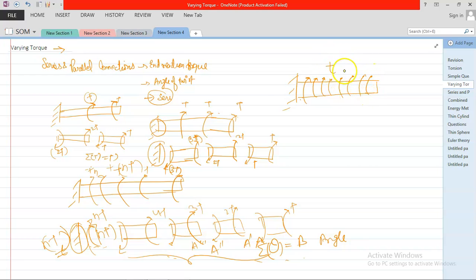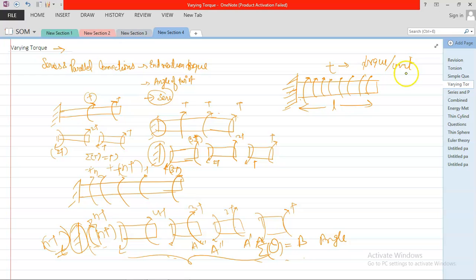Okay, T is acting on the whole body up to length L divided into n parts. You can say that at the end the reaction is nT, but it is acting per unit length. Suppose what I am writing is T per unit length. Its value is torque per unit length. So at the end, what is the torque that is happening?